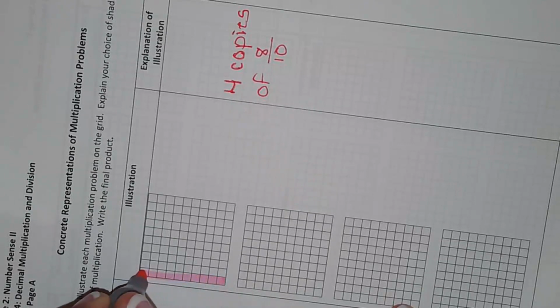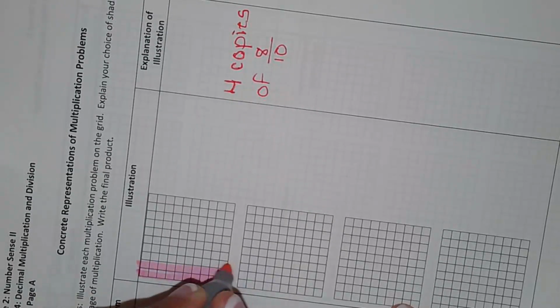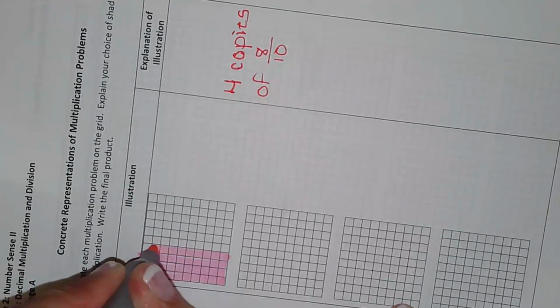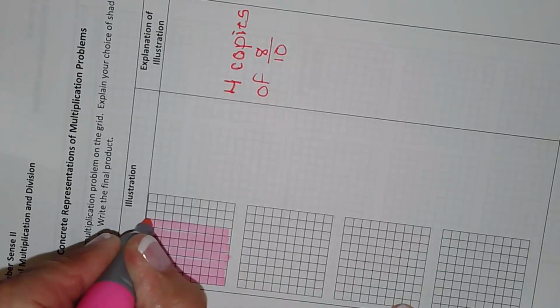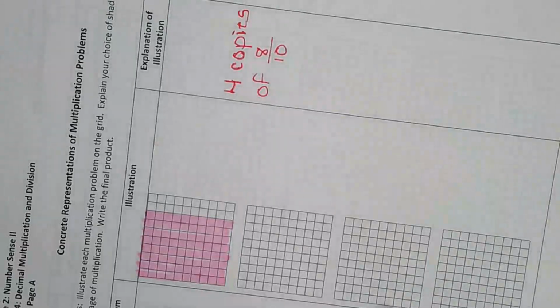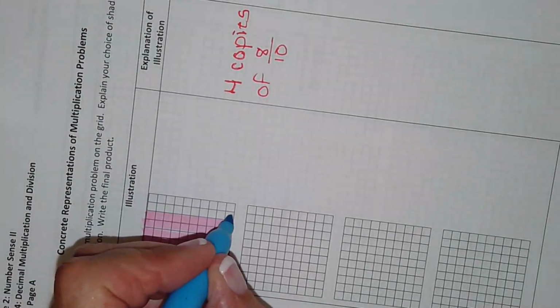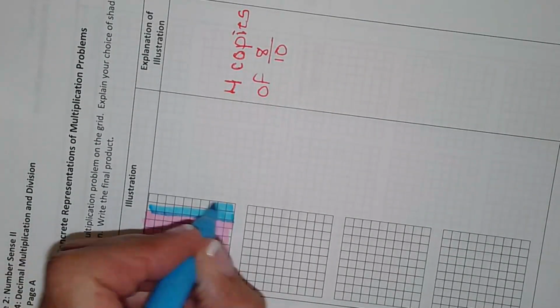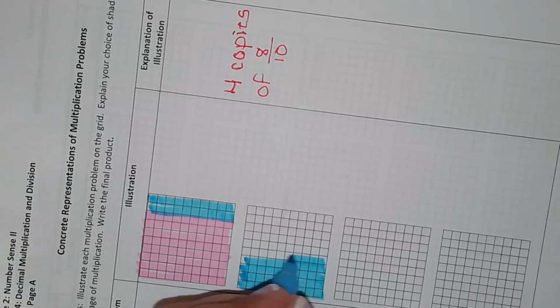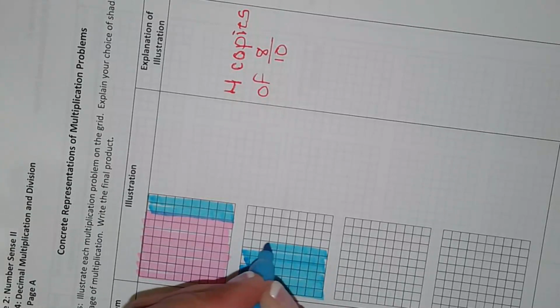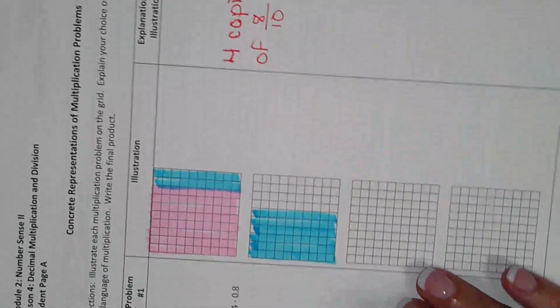So there's 1, 2, 3, 4, 5, 6, 7, and 8. So there's 1 copy of 8/10. And then we'll use a different color to do the second copy. So 1, 2, 3, 4, 5, 6, 7, 8. So there's 2 copies of 8/10.